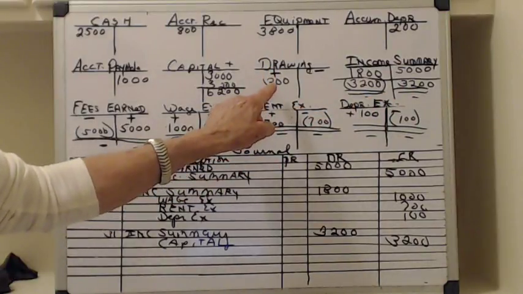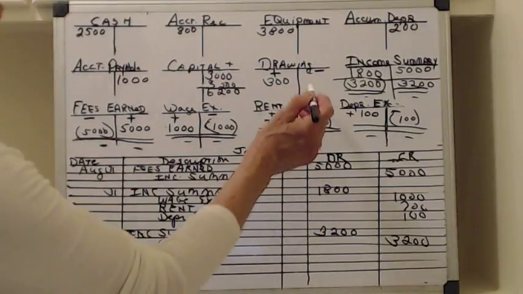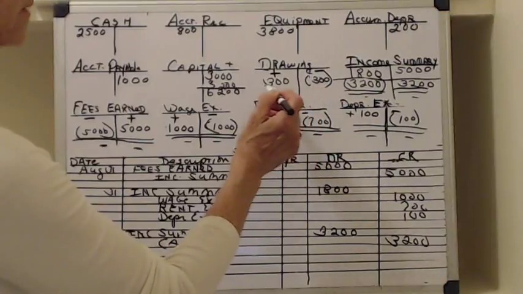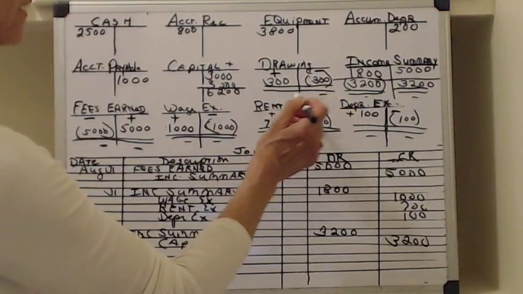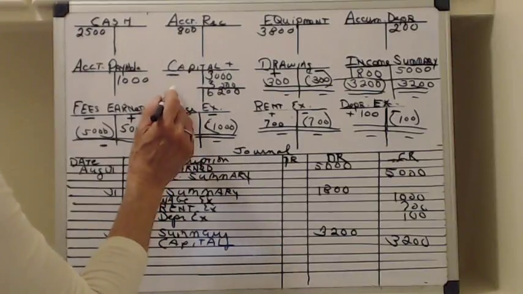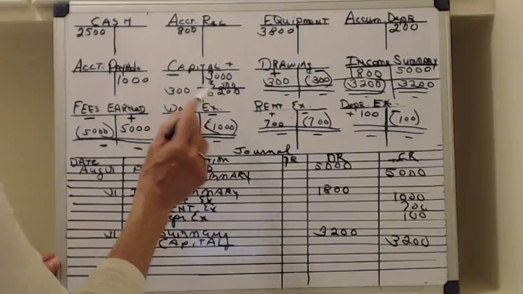So I'm going to close the drawing account. So I'm going to take the $300 out, which means I'm going to credit the drawing. So both sides equal 300, 0 balance, and debit the Capital. He took 300 out of the business during the month. So that is a decrease to the Capital.